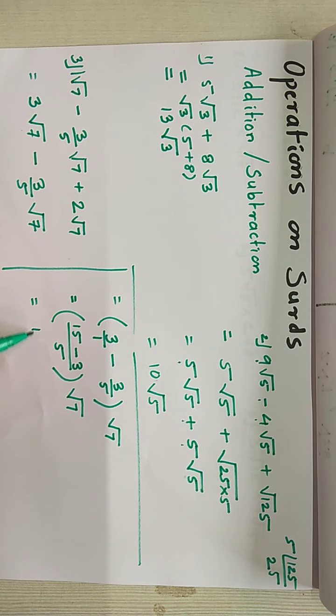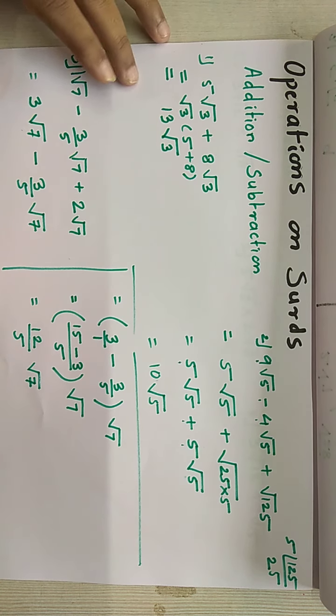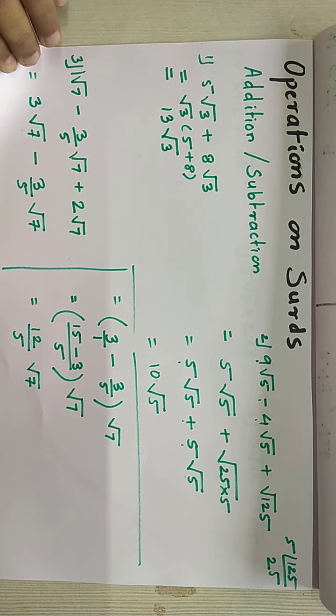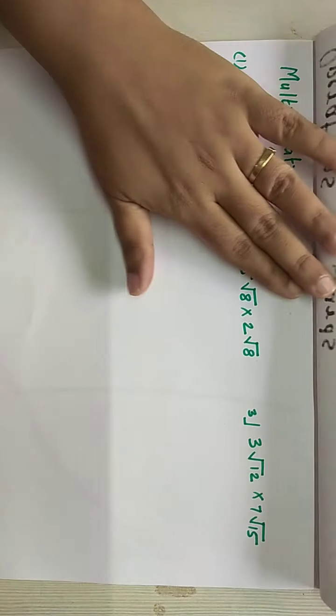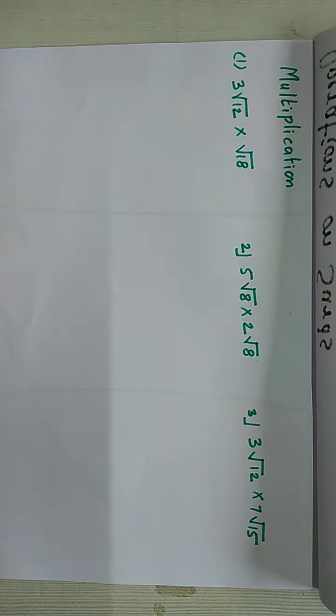Fifteen minus 3 will be 12 upon 5 root 7. So the final answer is 12 upon 5 root 7. Okay. So this is how we will be adding and subtracting the surds. Now in the next page we will be learning how to multiply the surds.